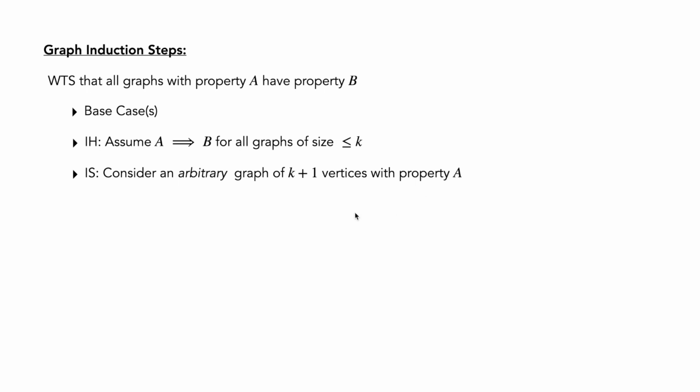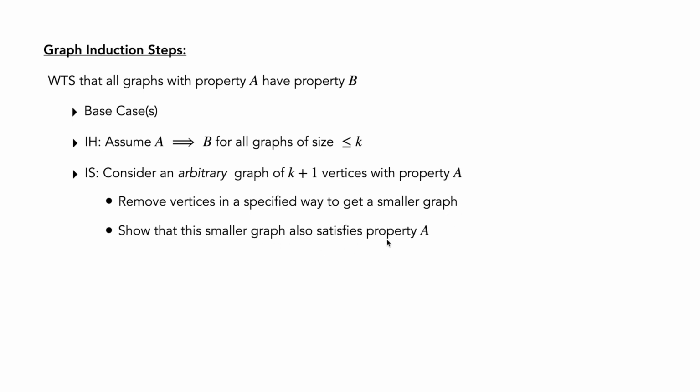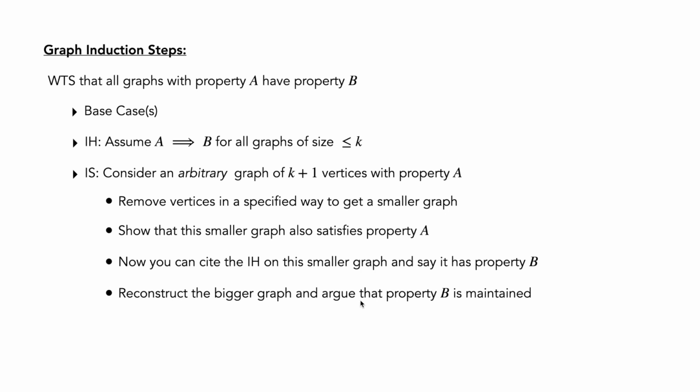And we'll do that by removing vertices from this graph in a very specified way to get to a smaller graph. Then we'll show that the smaller graph also satisfies property A. And we do this so that we'll be able to cite our induction hypothesis on the smaller graph, and thus say that it also has property B. Then we can go ahead and reconstruct the larger graph and argue that property B is still maintained, proving what we want to show, that all of the graphs with property A have property B.